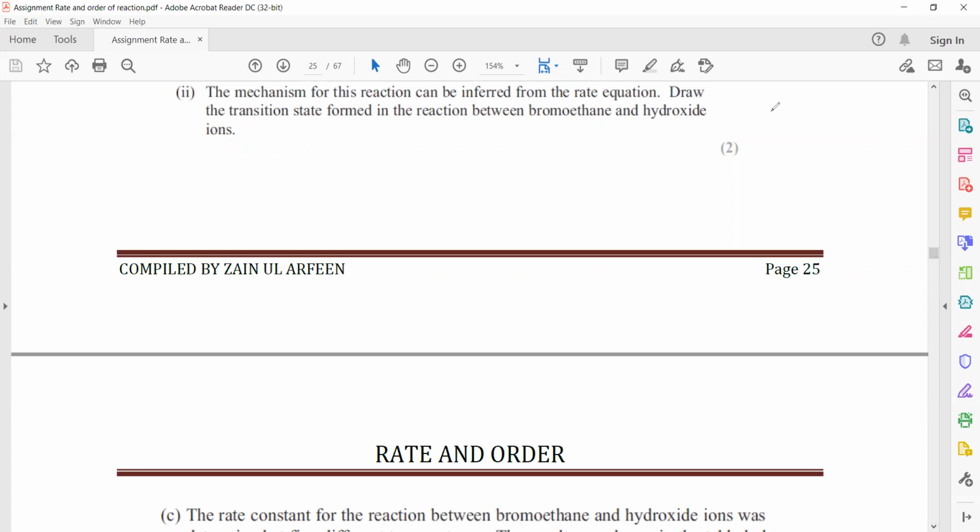What happens is that bond breaking and bond forming take place at the same time. So first we draw bromoethane. This is bromoethane. The attacking nucleophile OH will be there. This will be partial positive and negative. This will attack on carbon. So the bond breaking and bond forming will take place at the same time.